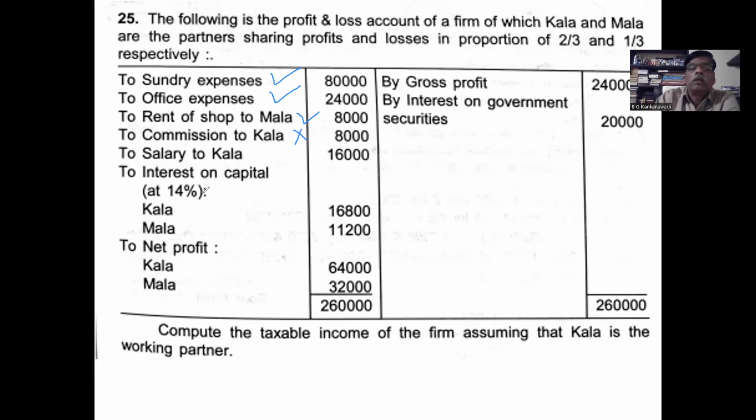Interest on capital 14% is there. Out of 14%, 2% disallowed. So you take 2% of the total. Total interest on capital, I think, 28,000. 28,000 is the total interest. Out of that, 2% is disallowed. Okay, this item is available. No adjustment. Then you deduct the interest on government security, only one.